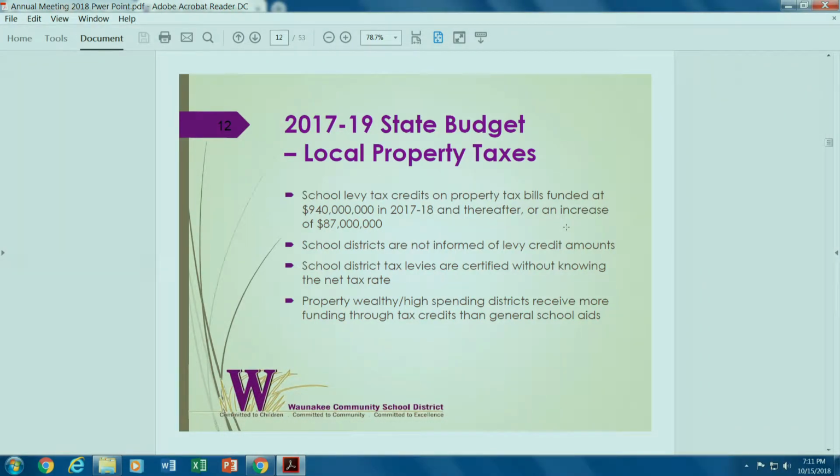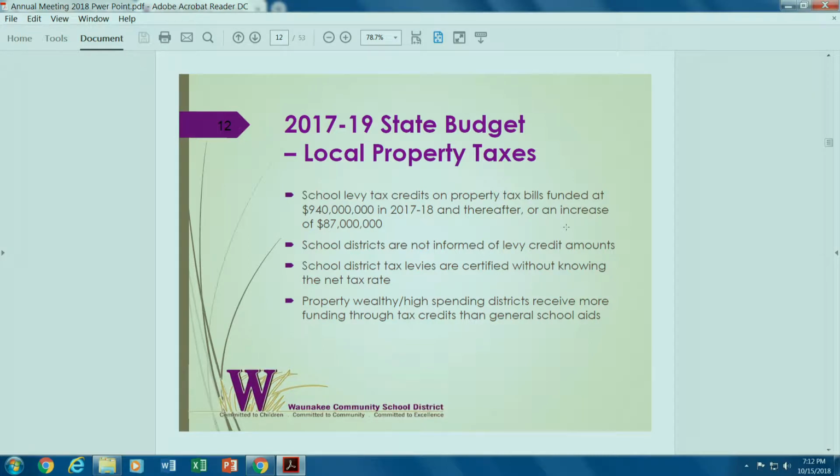From a property tax perspective, our school levy tax credits are continuing to be a method of distributing dollars at the state level. School districts are not informed of the tax levy credit amounts, so that is not something that we are able to articulate as far as the impact on our levy at this point. Those are items that show up on our tax bills.